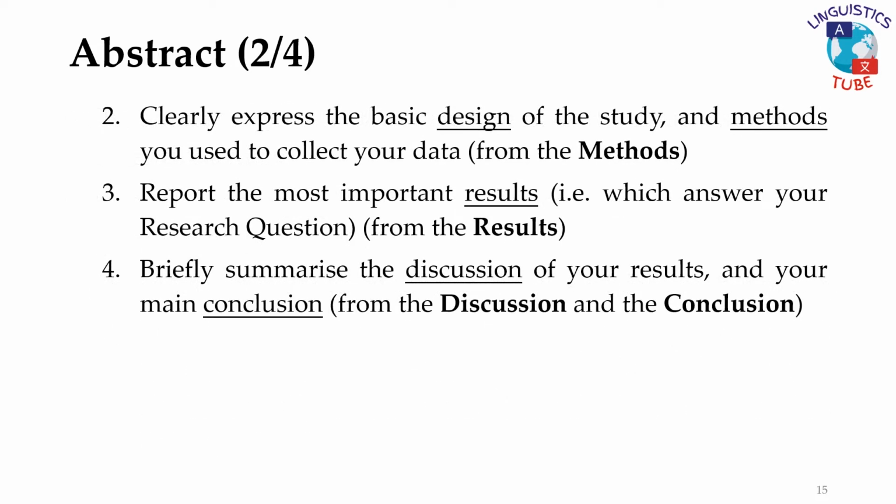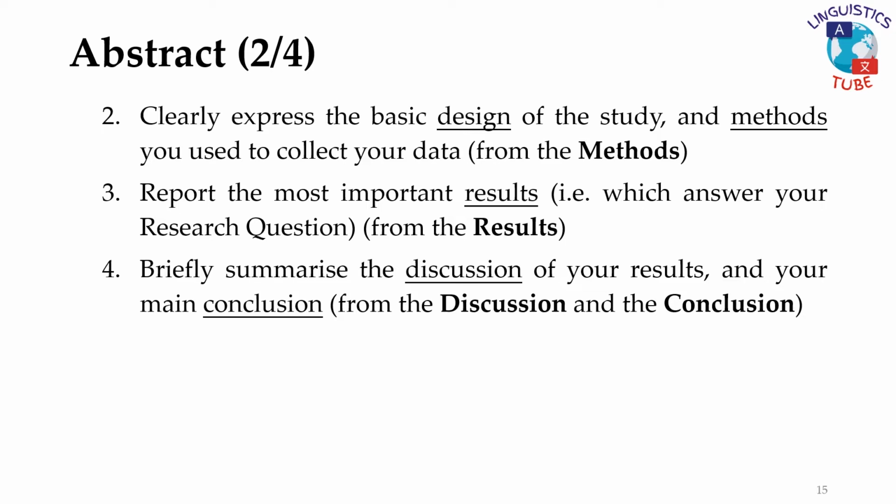Next, you must clearly express the basic design of the study and the methods you used to collect your data. This will be a very brief summary of the method section of your article, in only 1 or 2 sentences. Thirdly, you will summarize the results section of your article by reporting the major results which answer your research question. This again only needs to be 1 or 2 sentences, so even though you will have many important results, you need to select your most essential findings to include here.